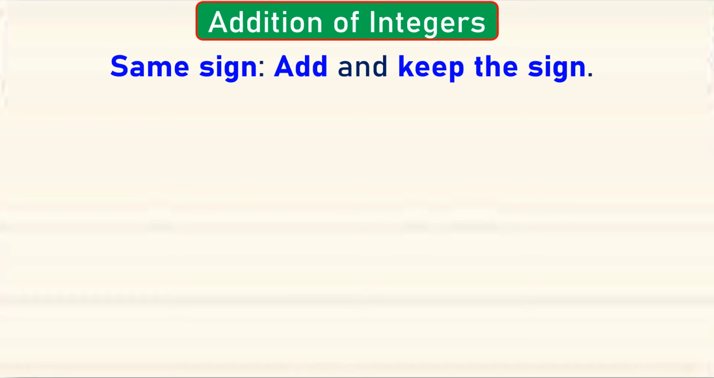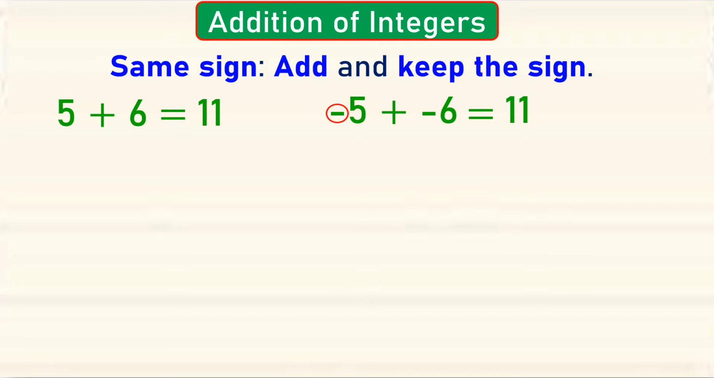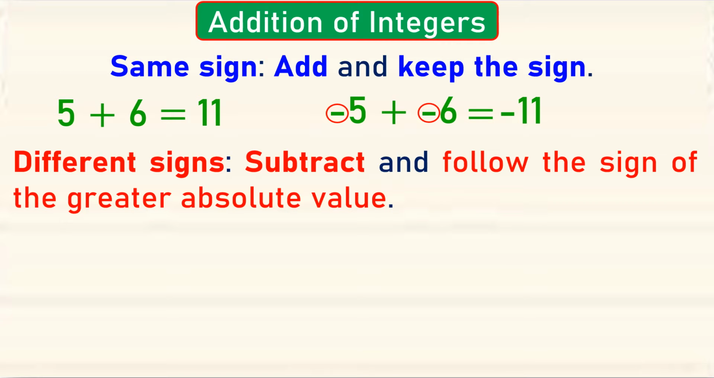First, we are going to have addition of integers. There are two rules to be followed. One, same sign, add and keep the sign. So if we have two positive numbers, 5 plus 6, as if we are adding numbers, it is equal to 11 or positive 11. And if we have two negative numbers, negative 5 plus negative 6, we will be getting negative 11. So we add 5 and 6, 11, and follow the sign, which is negative, so we have negative 11.